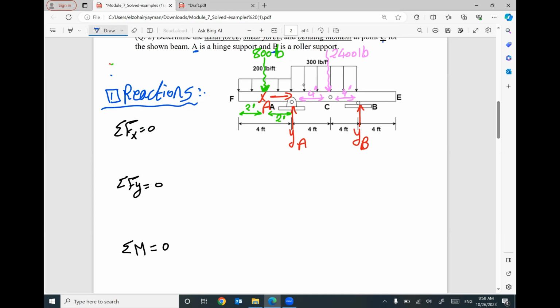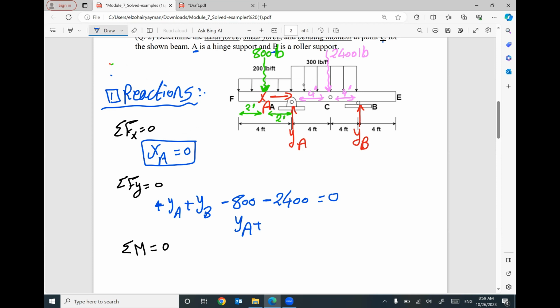Summation F of X equals 0. I think XA will be 0. Summation F of Y equals 0. I have positive YA. I have positive YB. I have negative 800 pound. I have negative 2,400 pound equals 0. So I can say YA plus YB equal 3,200.